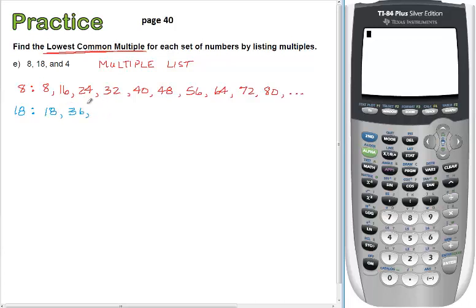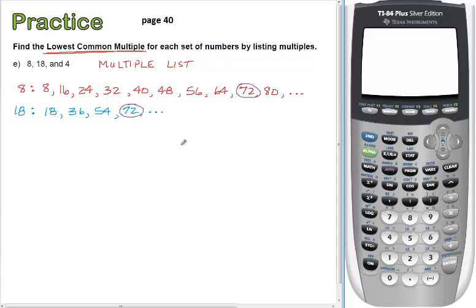36, so nothing common yet. Look above, nothing common. 32 is there, but not 36. Add 18 again, 54. No, 54 is not common. Keep going. Add 18, 72. Look at that. So our first common number there now is 72. So we do have a common, the lowest so far.